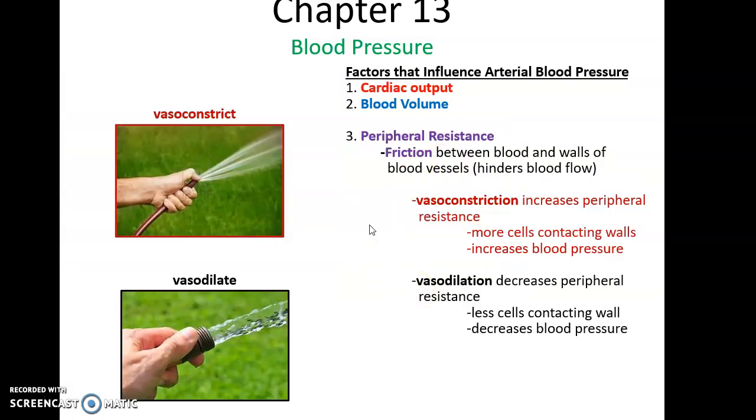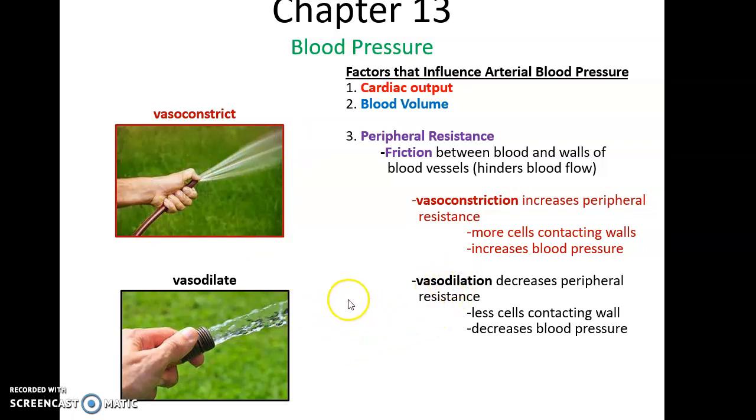All right, peripheral resistance is the friction between the blood and the walls of the blood vessels. This resistance will slow down or hinder blood flow. And when arteries are constricted, vasoconstriction, this decreases the lumen, the space within the arteries, which then increases peripheral resistance. So more cells are contacting the walls. This is increasing the peripheral resistance. As you can see, you put your thumb or finger over the opening to a hose, and the water comes out much, much faster.